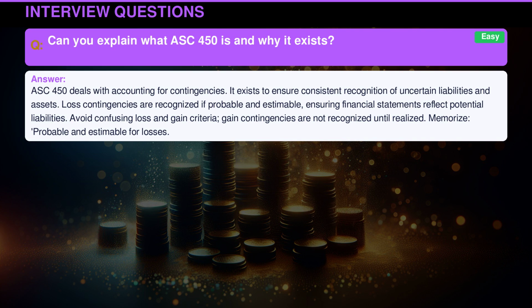ASC 450 deals with accounting for contingencies. It exists to ensure consistent recognition of uncertain liabilities and assets. Loss contingencies are recognized if probable and estimable, ensuring financial statements reflect potential liabilities. Avoid confusing loss and gain criteria. Gain contingencies are not recognized until realized. Memorize probable and estimable for losses.